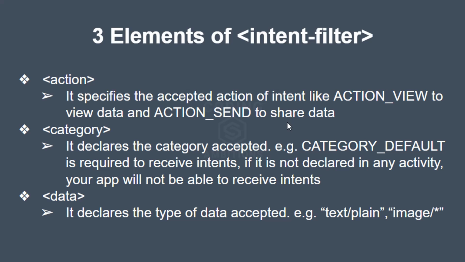So category defines there are some categories, you can read them on Android official blog, and you can Google it. So there are many categories for intents. So here we will discuss about category underscore default. This is required to receive intents. If it is not declared in any activity, your app will not be able to receive intent. So this category is very must.